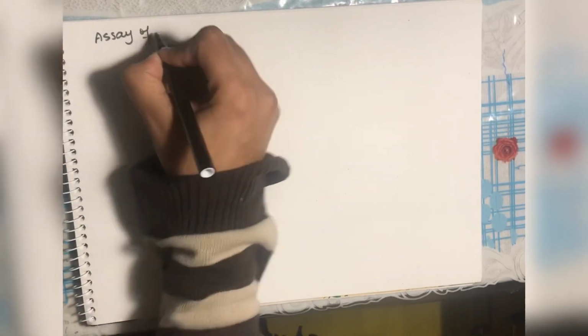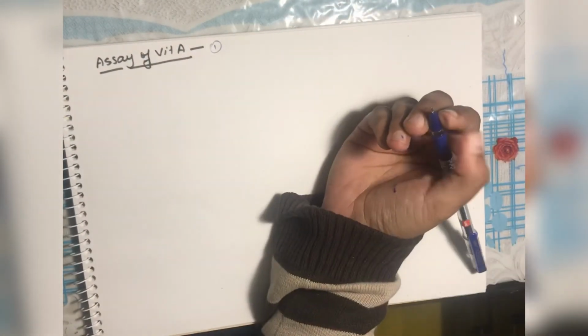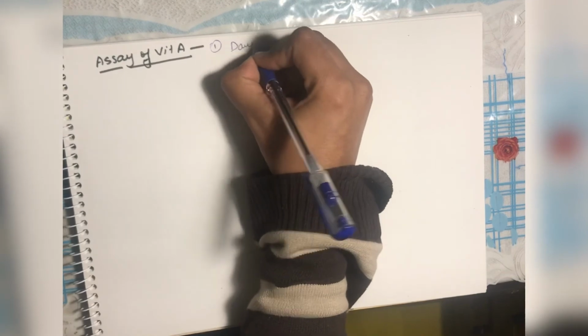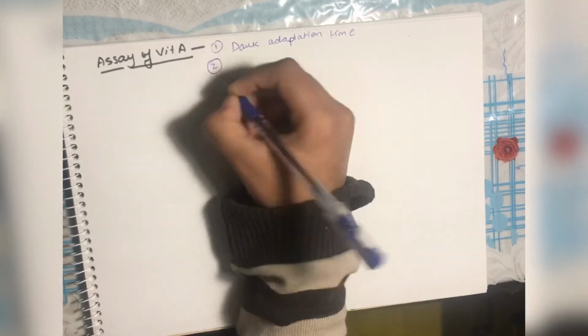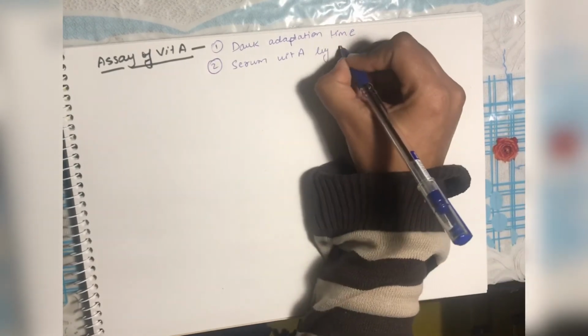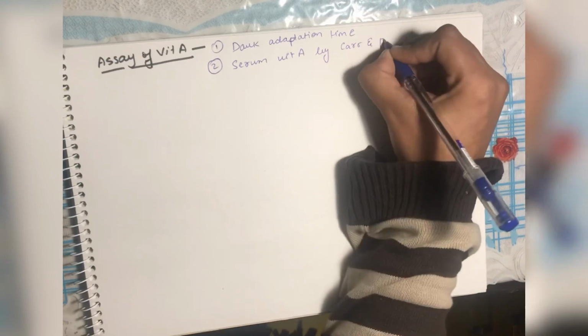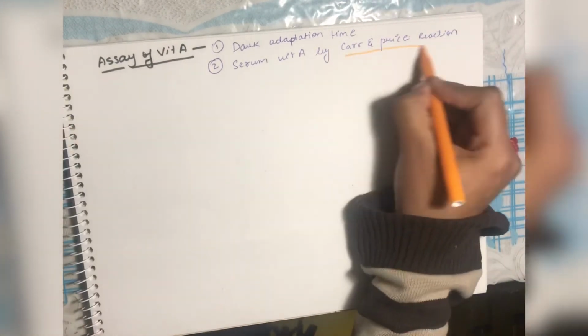So how can we check vitamin A deficiency? How can we assay vitamin A? The very first thing we can do is check the dark adaptation time. Next, obviously, we can check serum vitamin A, and we can check serum vitamin A by the Carr-Price reaction. Remember the name, which is Carr-Price reaction.